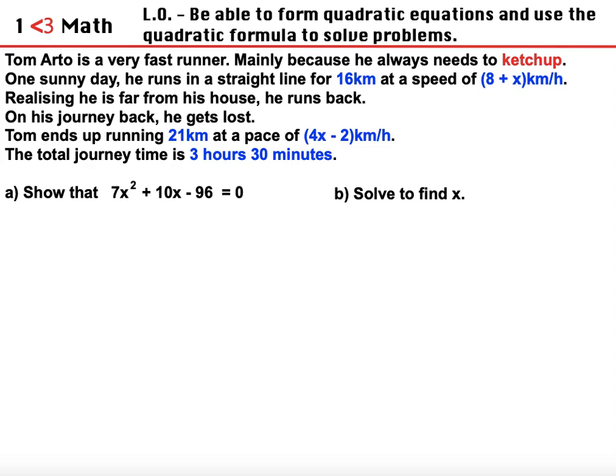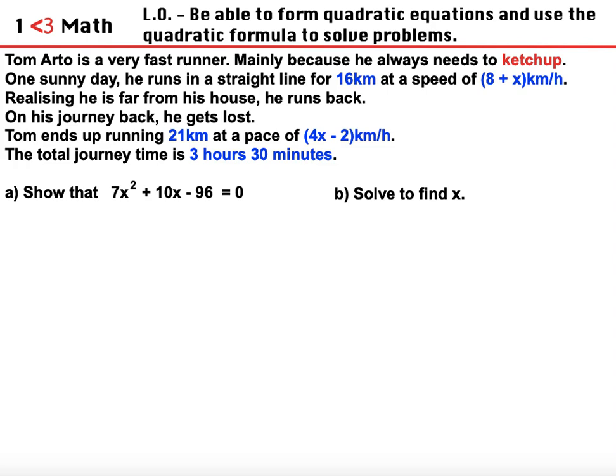Tom Arto is a very fast runner, mainly because he always needs to catch up. One sunny day, he runs in a straight line for 16 kilometers at a speed of 8 plus x kilometers per hour. Realizing he is far from his house, he runs back. On his journey back, he gets lost and Tom ends up running 21 kilometers at a pace of 4x minus 2 kilometers per hour. The total journey time is 3 hours and 30 minutes.